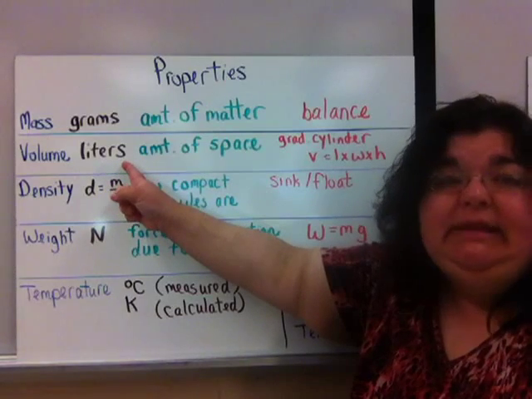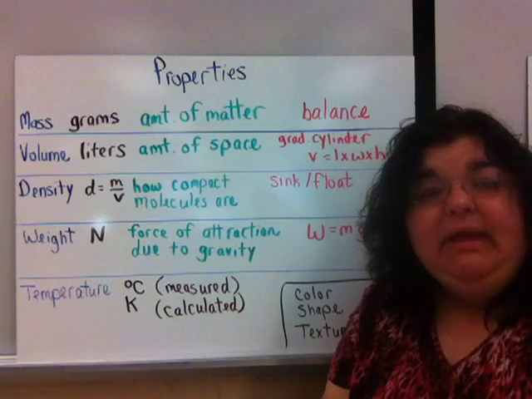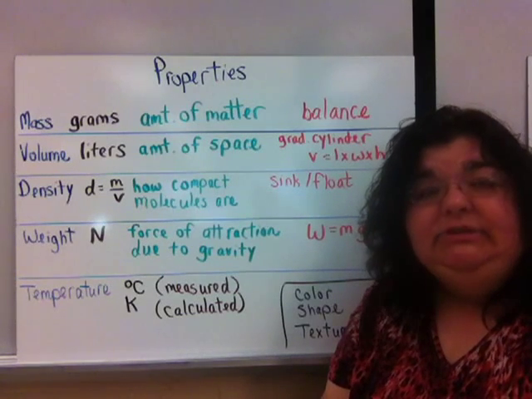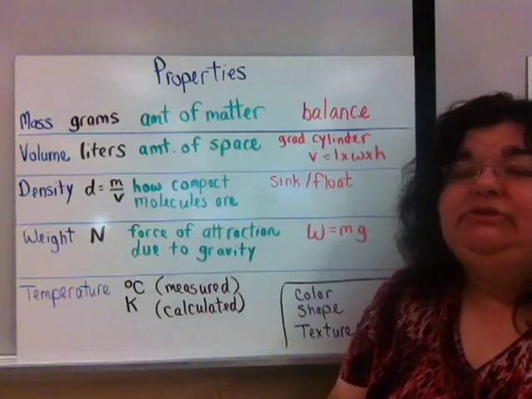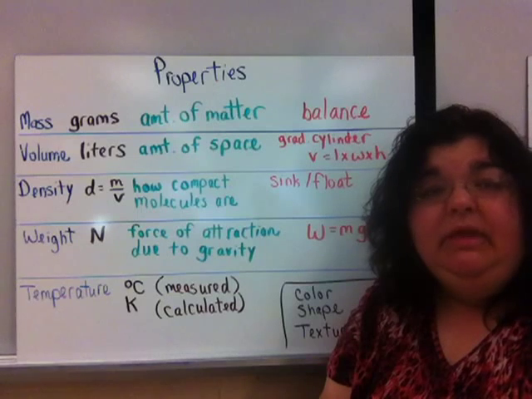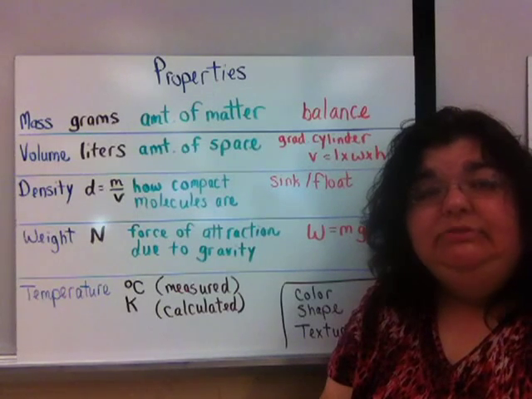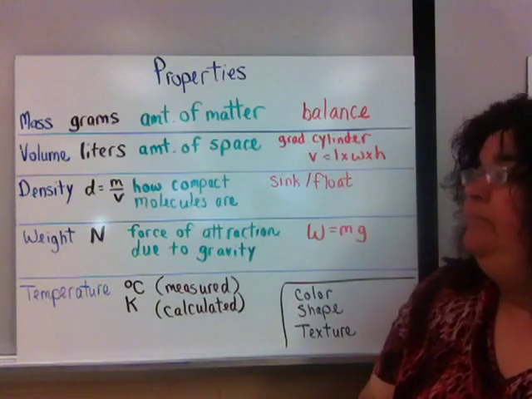Volume is measured in liters, and the definition of volume is the amount of space that an object takes up. Volume is measured in a graduated cylinder, or we can calculate the volume of a regularly shaped object with the formula length times width times height.